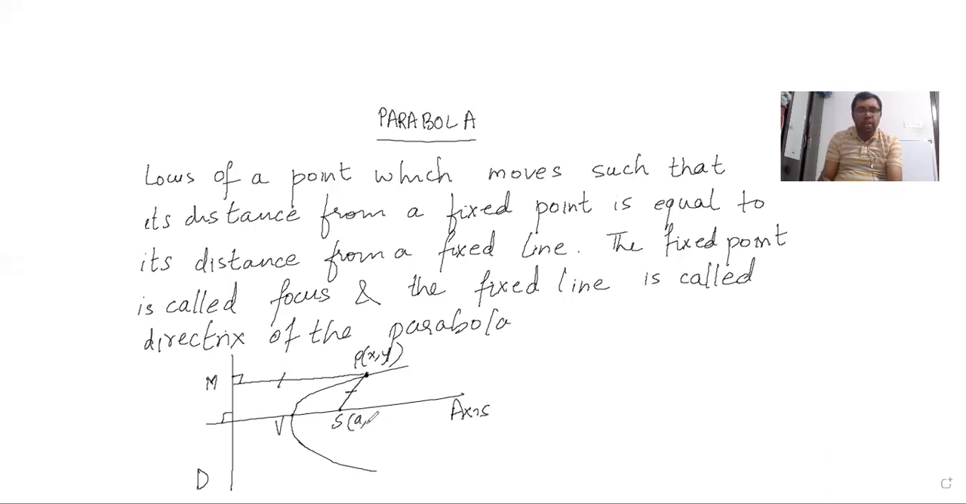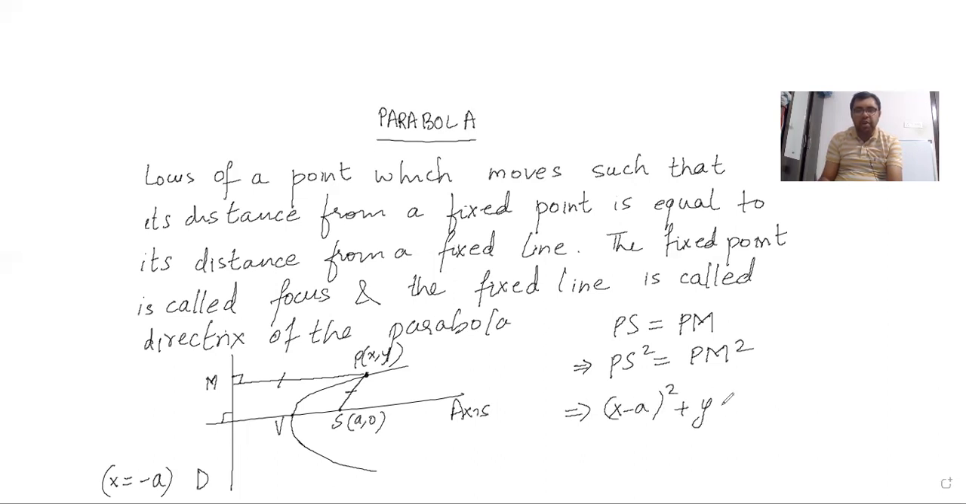Now coordinates of focus are a comma 0, and the equation of directrix is x is equal to minus a. Okay, so basically we can find the equation of the parabola using this relation, PS is equal to PM. If we take square on both the sides, PS square will be equal to PM square. PS square you can calculate using the distance formula. So this will become x minus a whole square plus y minus 0 whole square is equal to PM square.